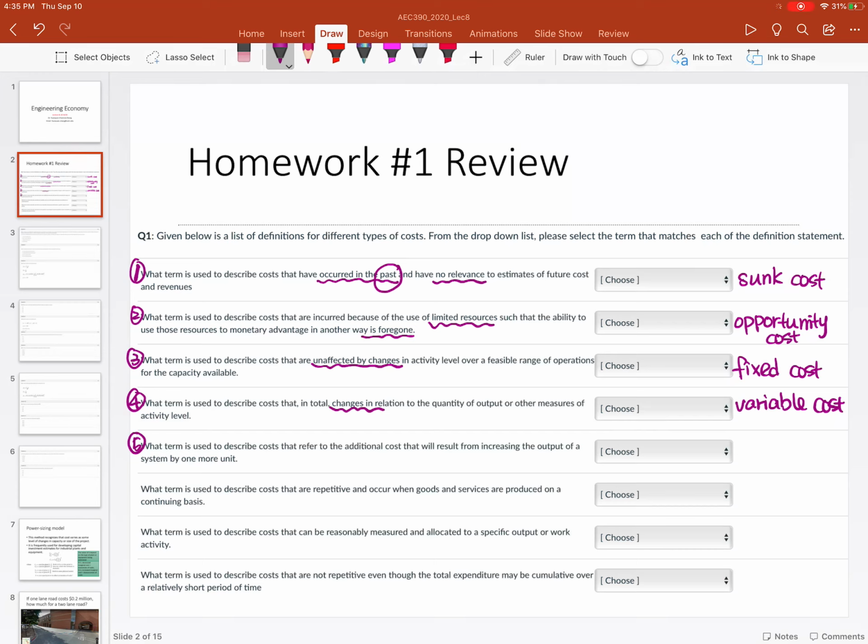Five, what term is used to describe costs that refer to the additional cost? The additional cost that will result from increasing the output of a system by one more unit. Okay, so you want to produce one more unit. What is the additional cost? That's the marginal cost.